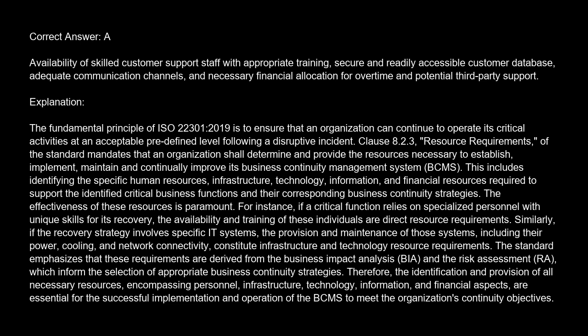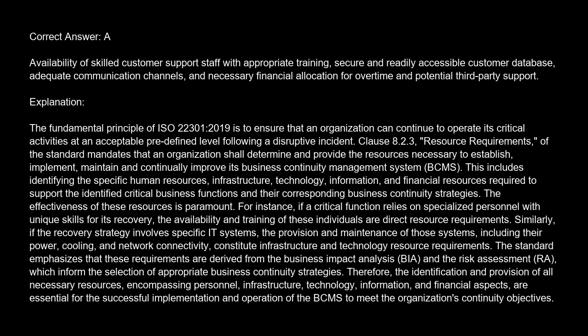a disruptive incident. Clause 8.2.3, Resource requirements, of the standard mandates that an organization shall determine and provide the resources necessary to establish, implement, maintain, and continually improve its business continuity management system, BCMS. This includes identifying the specific human resources, infrastructure, technology, information, and financial resources required to support the identified critical business functions and their corresponding business continuity strategies.